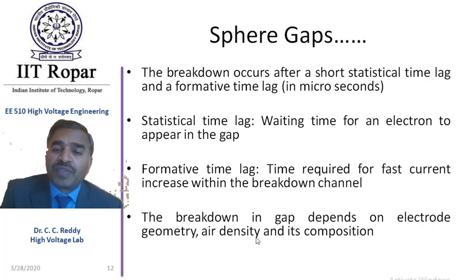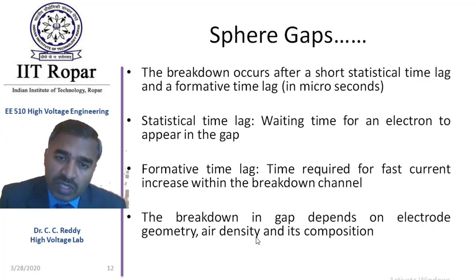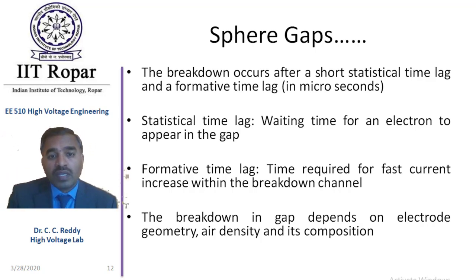Next, about the breakdown. The breakdown occurs after a short statistical time lag and a formative time lag, which is in microseconds. What is statistical time lag? Statistical time lag is the waiting time for an electron to appear in the gap. And formative time lag is the time required for fast current increase within the breakdown channel. The breakdown in a gap depends on electrode geometry, air density, and its composition.